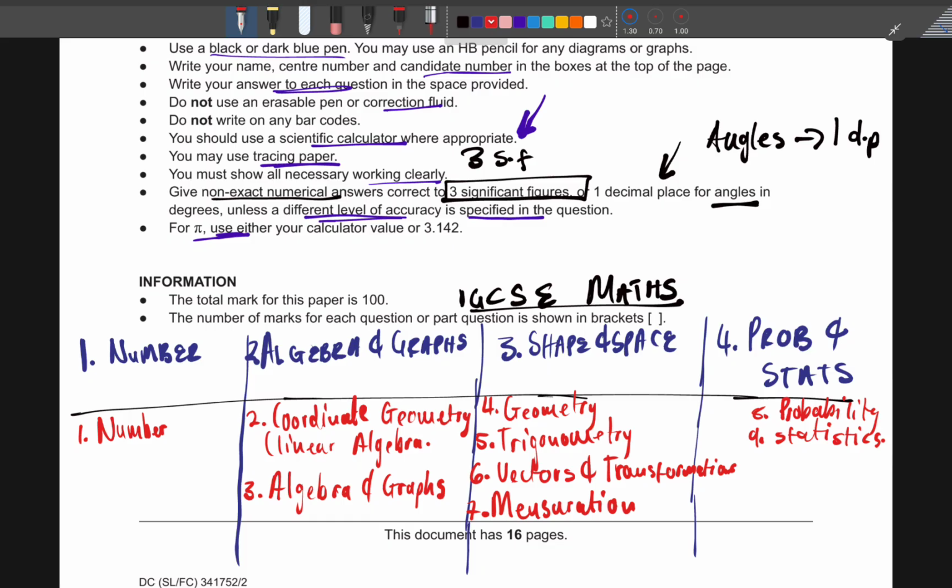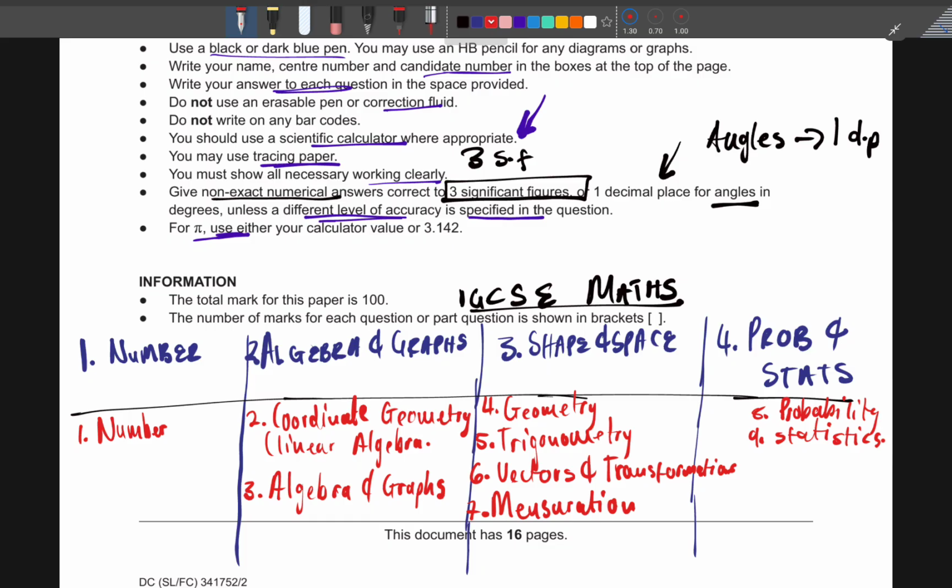Topic 2, coordinate geometry, which is also called linear algebra. What does it ask for? Midpoint, length of a line, equation of a line. Even when you get 2 simultaneous equations and they're both linear, this is from linear algebra, where you deal with the line. Then you talk about gradient and the y-intercept. The gradient of a line, the y-intercept, the equation of a line, the midpoint, the length of a line. All these things you learn in linear algebra. Then when you're done, what next? Algebra and graphs. That's the next topic.